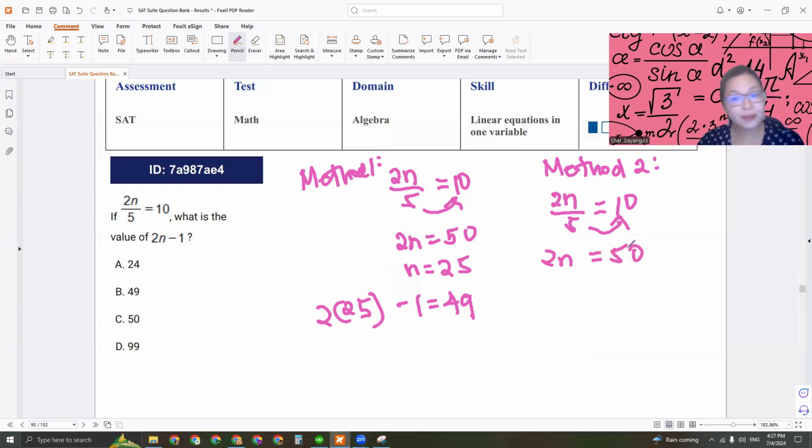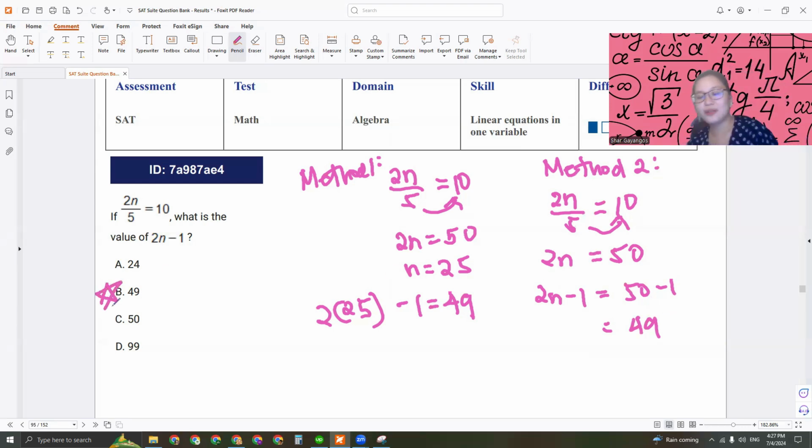see, what am I looking for? I'm looking for 2n minus 1. So meaning I can just subtract both sides by 1 and I will have the value that I need. So I didn't have to do all these steps, right? And it will still give you the same answer, which is 49. Okay, so I hope that helps.